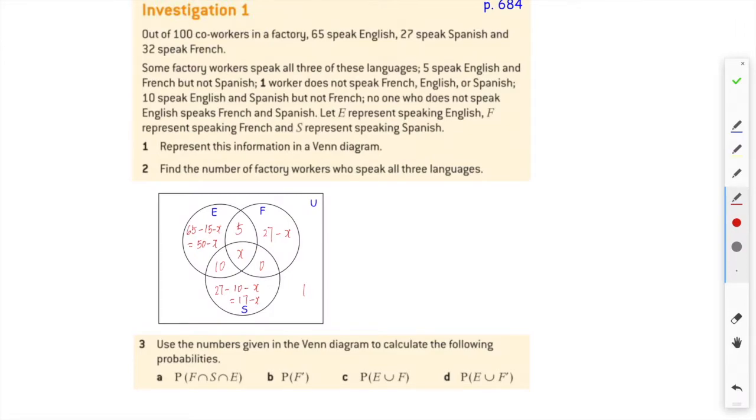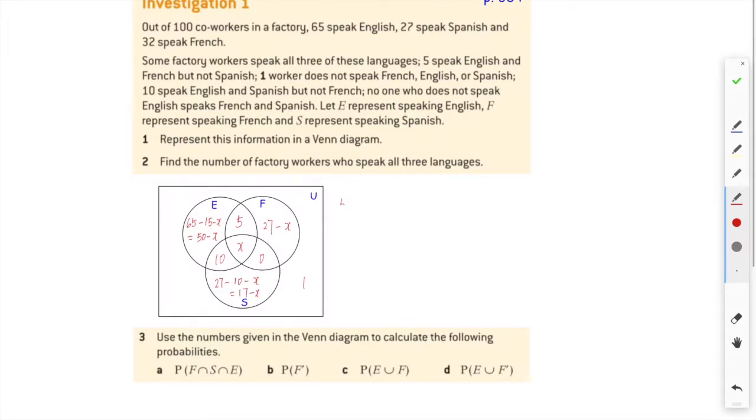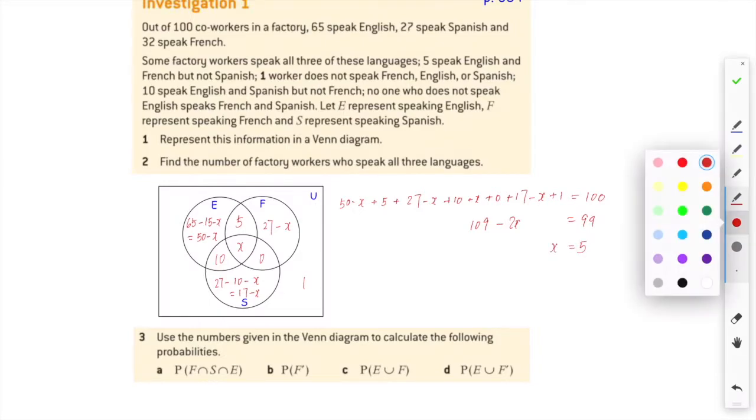In number 2, find who speak all 3 languages. All you have to do is add the subregions together, and that must equal the entire factory's population. I have 109 minus 2X equals 99, meaning that 5 workers speak all 3 languages.